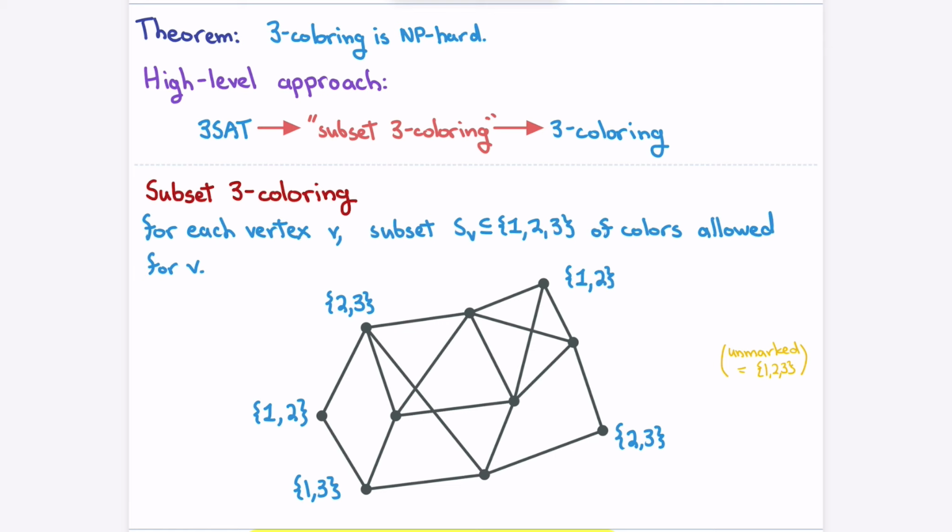It's a little bit more general. In 3 coloring, I can use any one of the 3 colors for every vertex. And here, for every vertex, I'm going to give you a subset of the colors. So I might say, this vertex can only be colored color 1 or color 2. That might be hot pink and lavender. And then maybe the unmarked ones can have any color. So this one can only be 2 or 3. This one can only be 1 or 3, 2 or 3.